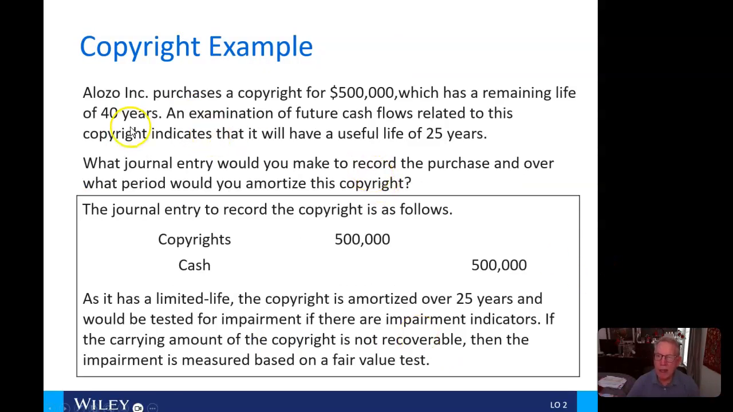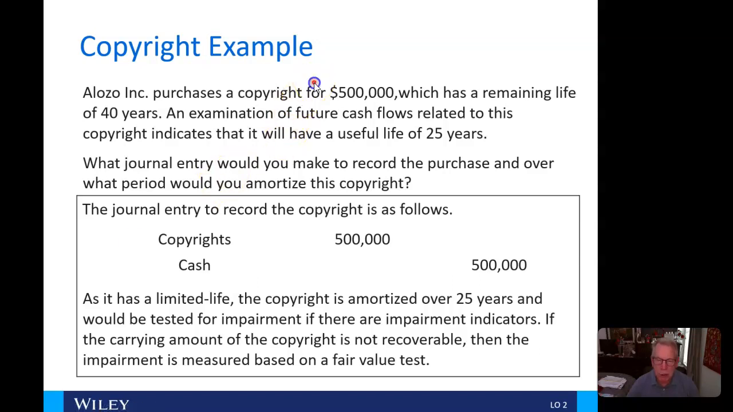All right, a copyright example. Alonzo purchases a copyright for $500,000, which has a remaining life of 40 years. An examination of the future cash flows related to this copyright indicates that it will have a useful life of only 25 years. What journal entry would you make to record the purchase, and over what period would you amortize the copyright? All right, so the journal entry, we're going to debit copyrights for $500,000.